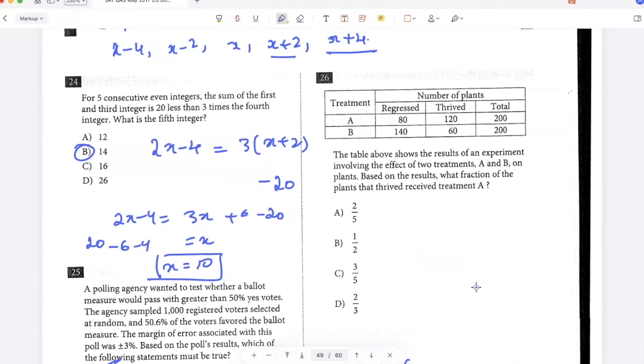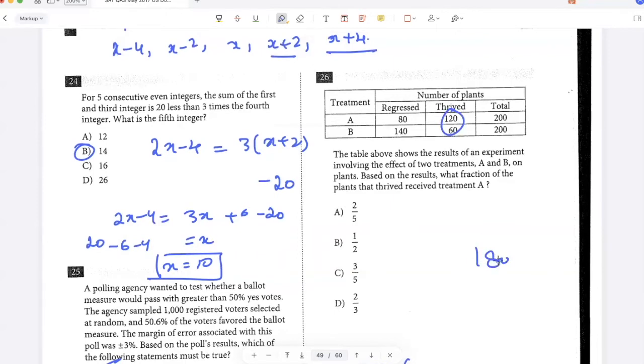The table above shows the results of an experiment involving the effects of two treatments, A and B, on plants. Based on the results, what fraction of the plants that thrived received treatment A? Okay, so the plants that thrived total 180, and of those 120 received treatment A, so that's 2 by 3.